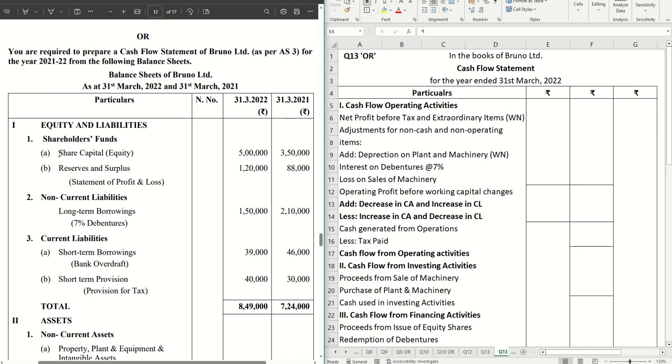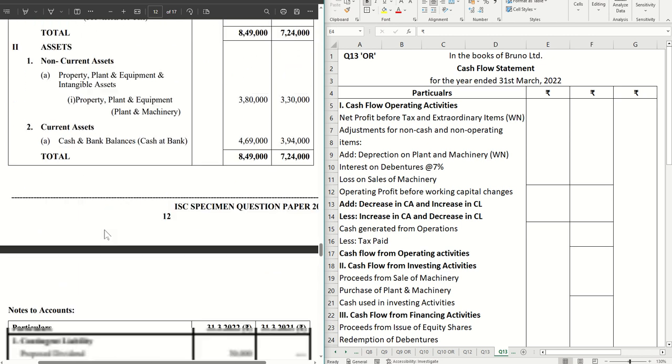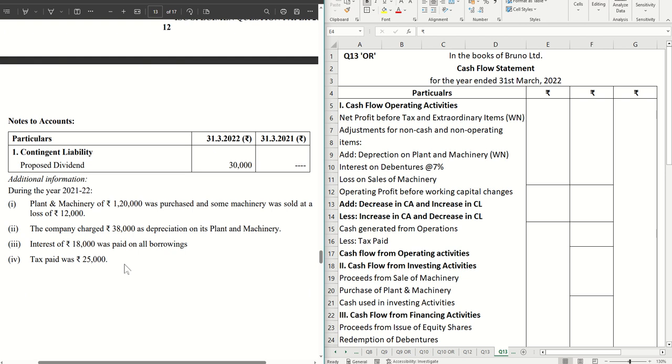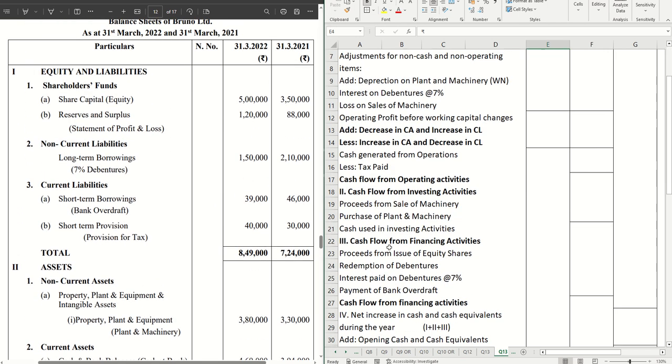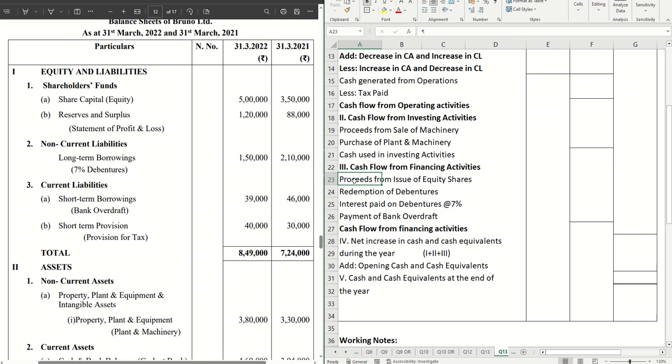The first one is equity share capital, where we see that there is an increase in the value of shares. That means new shares have been issued during the year worth 1,50,000. And there is nothing else mentioned in the additional information about these shares. So straight away this goes into your financing activity as proceeds from issue of equity shares, 1,50,000, as a positive figure.